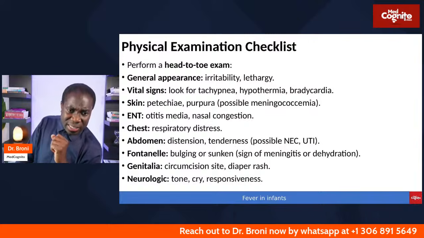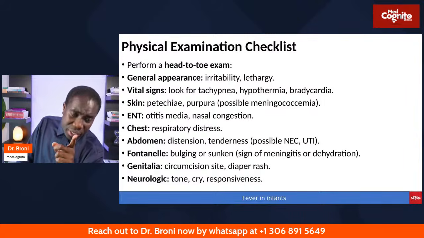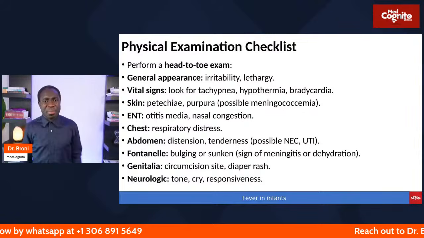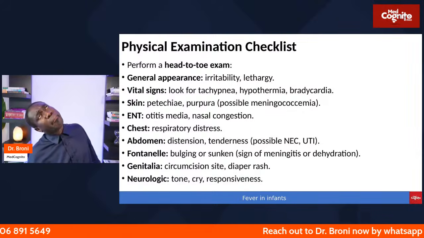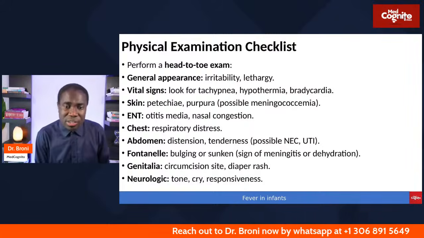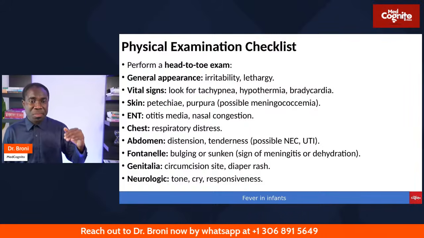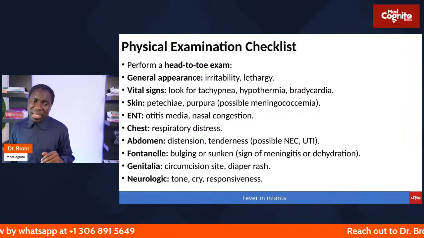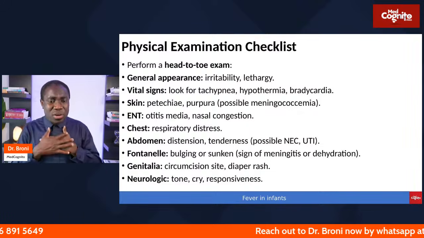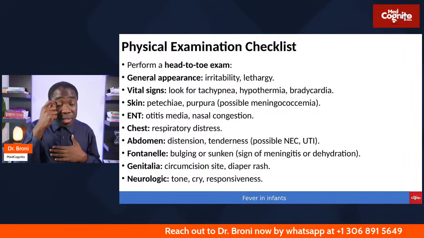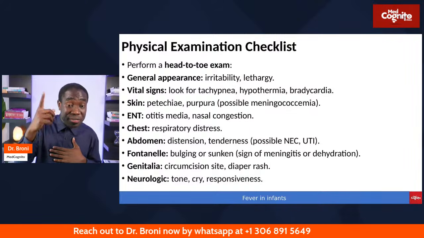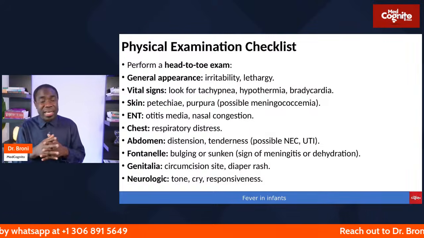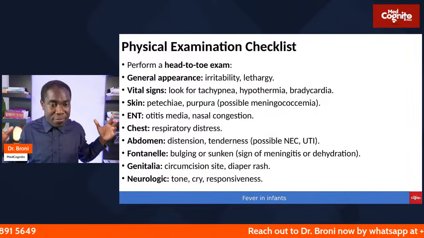Now let's talk about physical exam. In every neonate, you want to do a head-to-toe exam. Start with the general appearance of the baby. Is the baby irritable? Is the baby lethargic? Vital signs: look for tachypnea, hypothermia, and bradycardia, which is dangerous. On the skin, look for petechiae and purpura, because if you see purpura in a child with fever, start thinking about the possibility of meningococcemia. So it looks like the meningitis has now gone systemic, right?